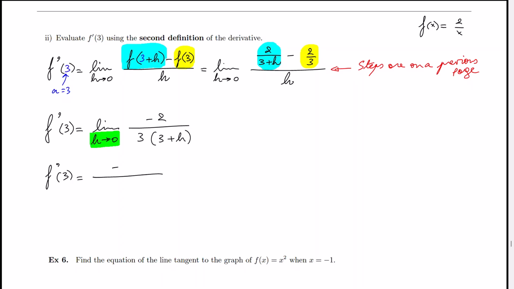So it's no surprise to you that it's going to be negative 2 over 3 times 3 plus 0 instead of h. And 3 plus 0 is going to be 3. 3 times 3 is 9, and we get negative 2 over 9. The same exact solution that we had on the previous page. Obviously, they have to be the same.